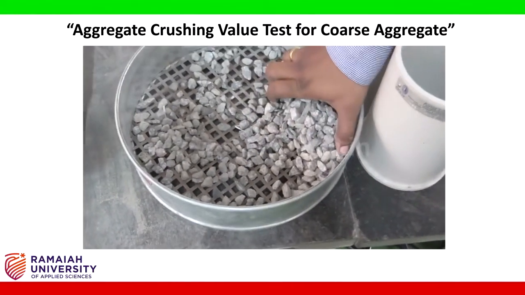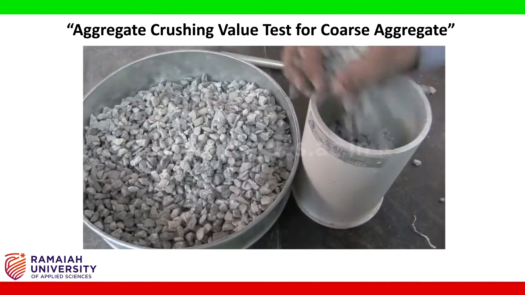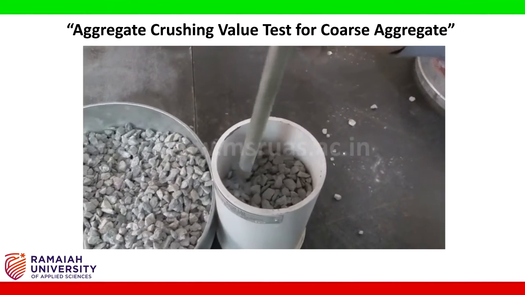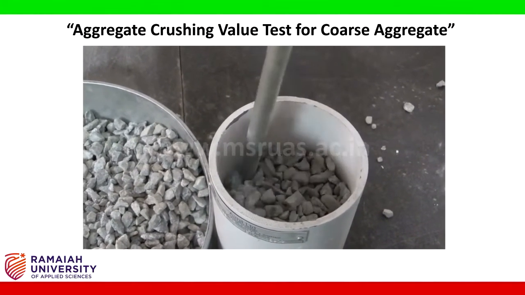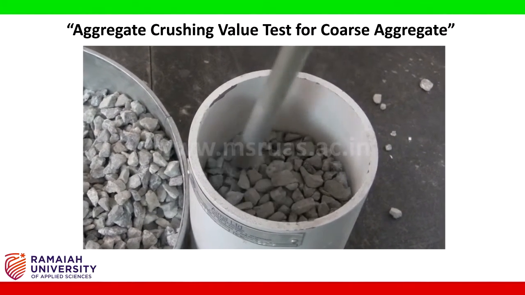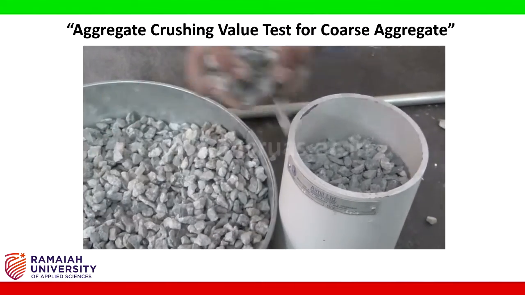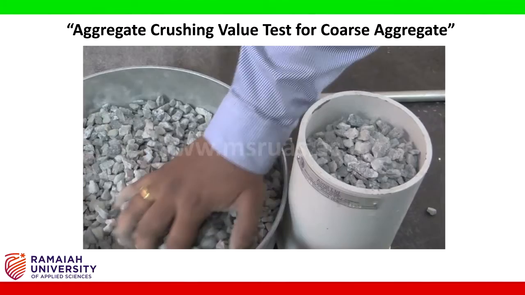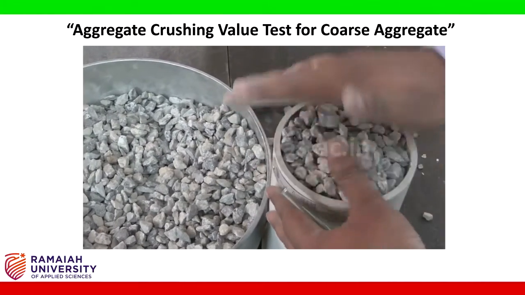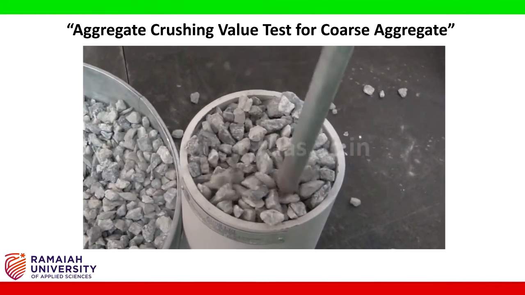After the first layer, repeat the procedure for two more layers. So compact the second layer with 25 blows. At last, place the third layer, and repeat the procedure by giving 25 blows to the third layer.